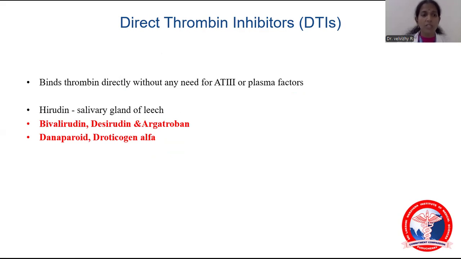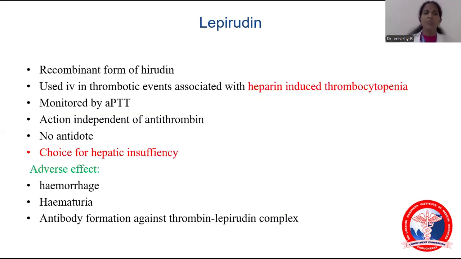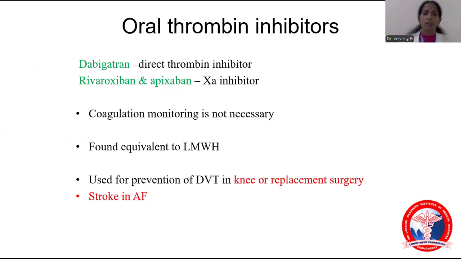So here the main drug is hirudin. It was obtained from the salivary gland of the leech. Then we have bivalirudin, desirudin, argatroban, and others. Lepirudin is a recombinant form of hirudin. This is the drug of choice for heparin-induced thrombocytopenia. We have to monitor APTT if you are giving thrombin inhibitors, and there is no antidote for this. Okay, and lepirudin is preferred in hepatic insufficiency. Adverse effects: it also has hemorrhagic manifestations, hemorrhage, all those things. Other parenteral thrombin inhibitors are the same as lepirudin.